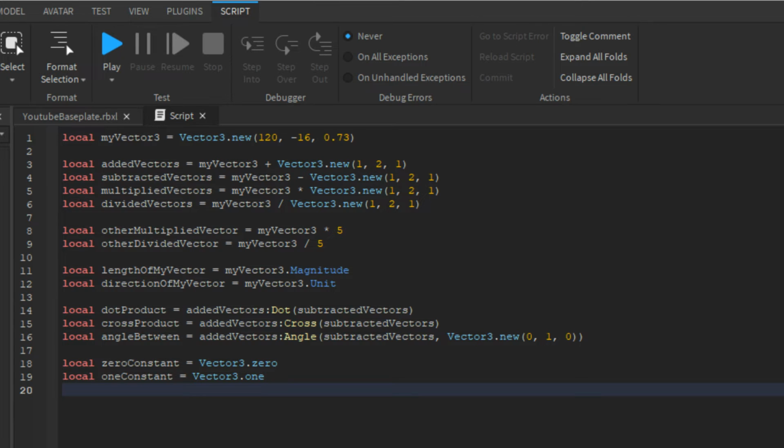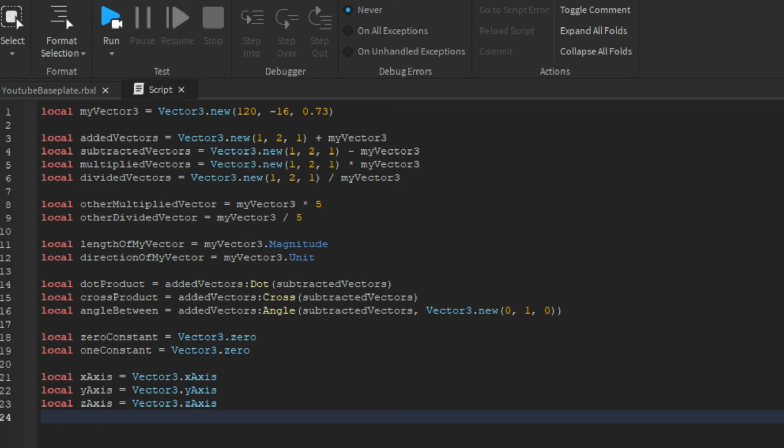Vector3 also has some constants, such as the zero and one constants. The zero constant is a vector where the x, y, and z components are all 0, and the one constant is where the x, y, and z components are all 1. There are also constants for each axis.